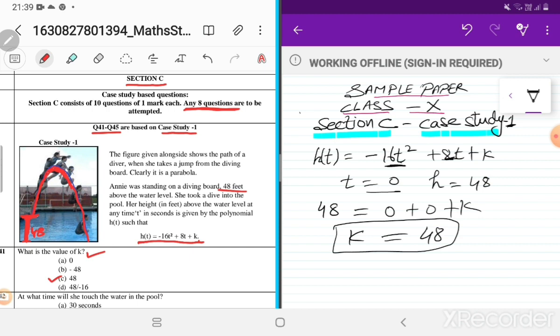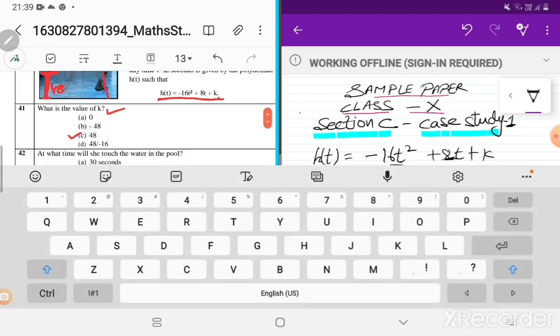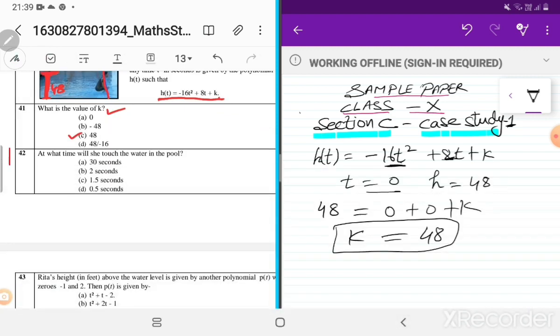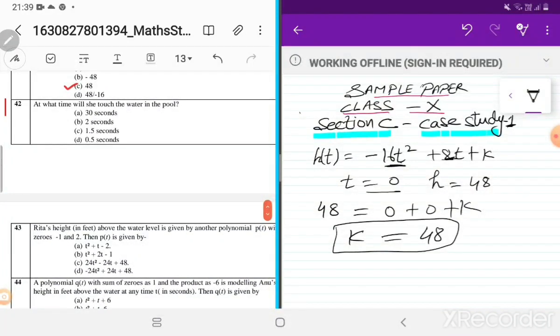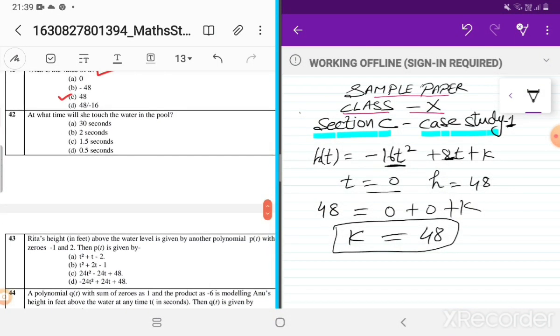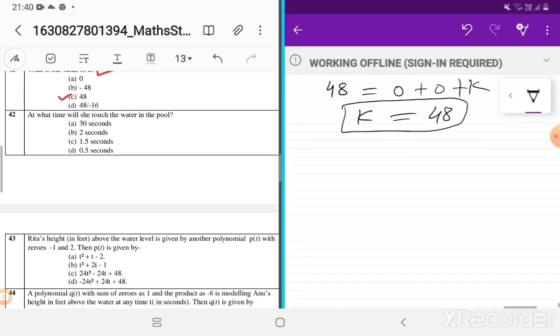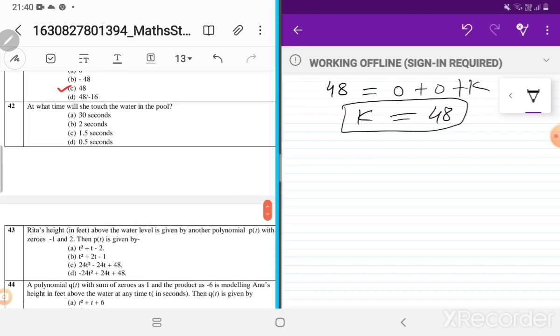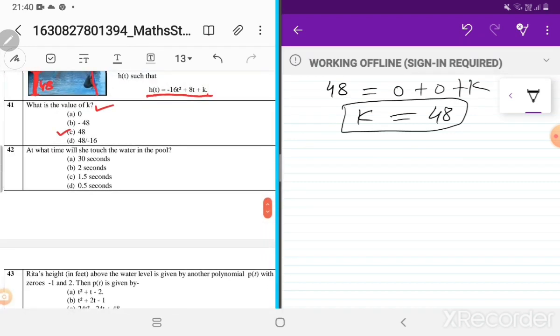Okay. So in this case study, there will be 5 questions, and you have to attempt any 4. Likewise, I am now doing the second question, question 42. Again, same thing. At what time will she touch the water in the pool? Here you have to find the time. At what time will she touch the water in the pool?